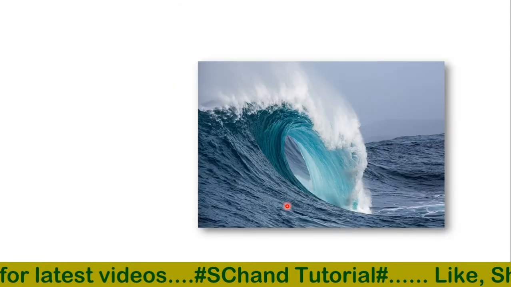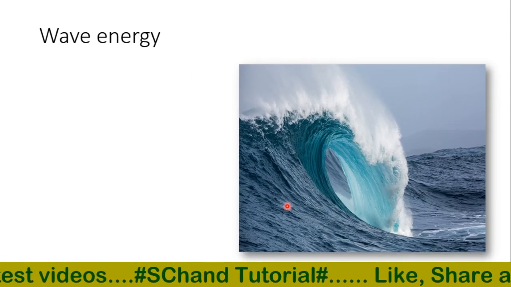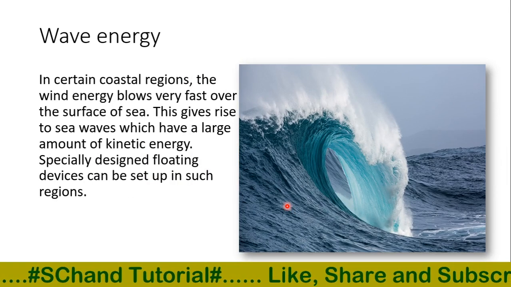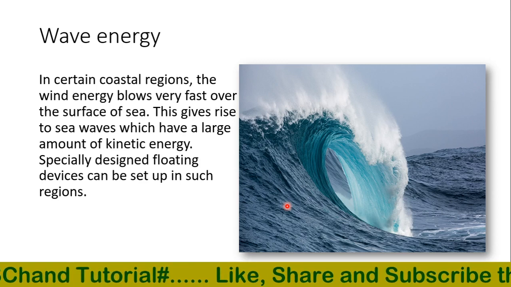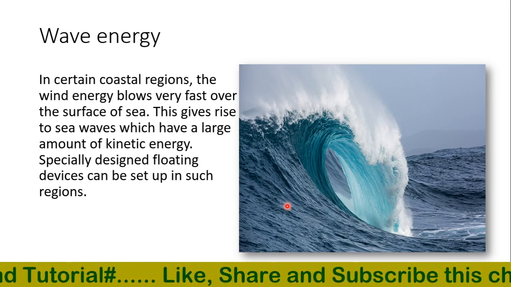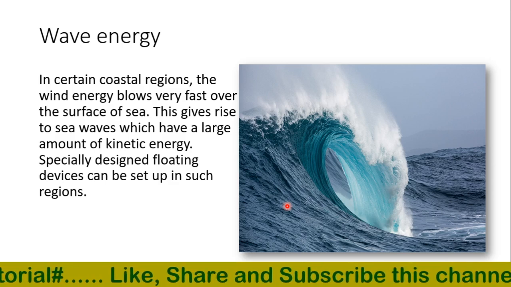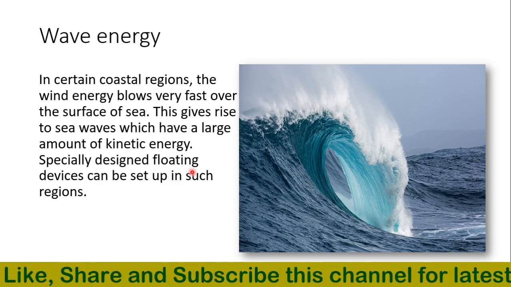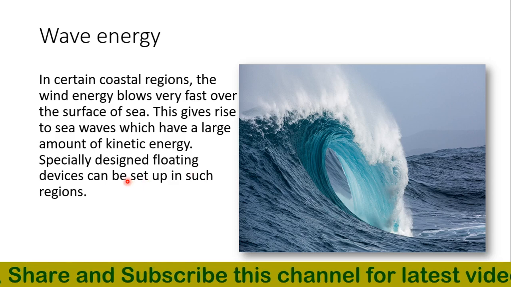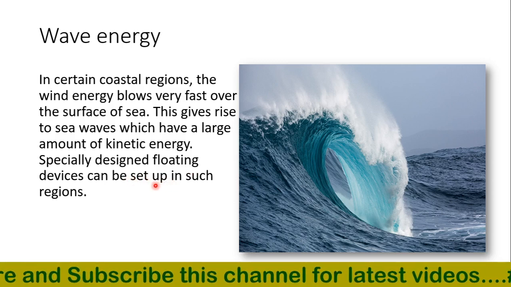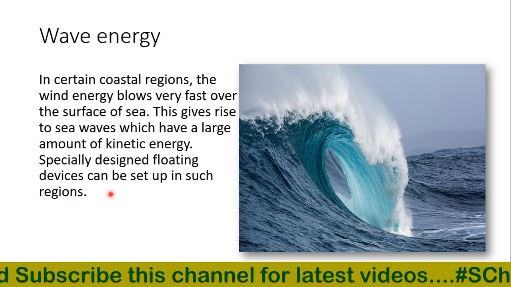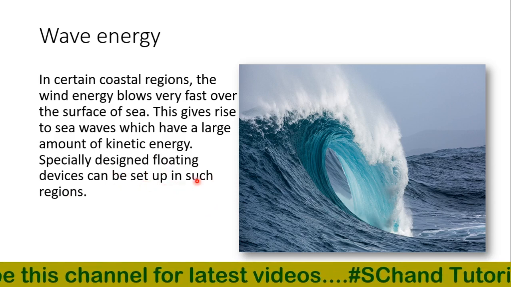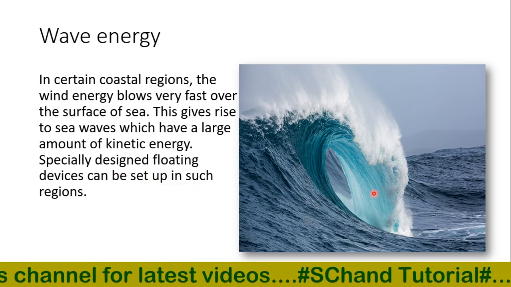Then we have wave energy. In certain coastal regions the wind blows very fast over the surface of the sea. This gives rise to waves which have a large amount of kinetic energy. Specially designed floating devices can be set up in such a region. Small water turbines in these devices can change the kinetic energy of the sea waves into the rotational kinetic energy of the turbines. This energy can be converted into electric energy through a series of dynamos. So wave energy can also be used for the production of electricity.